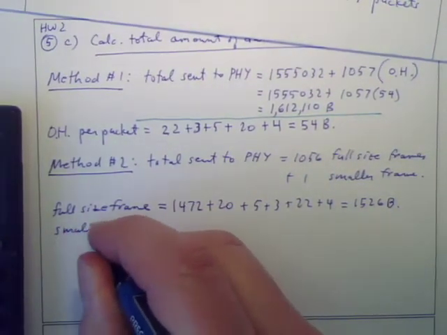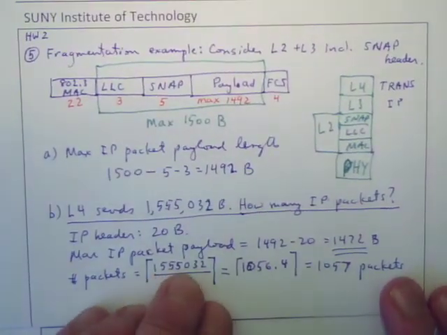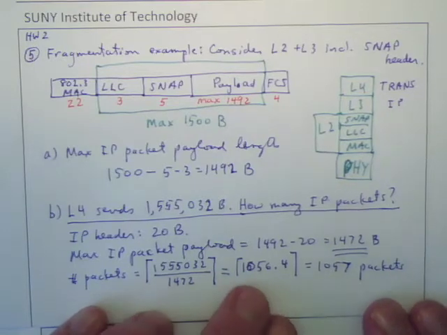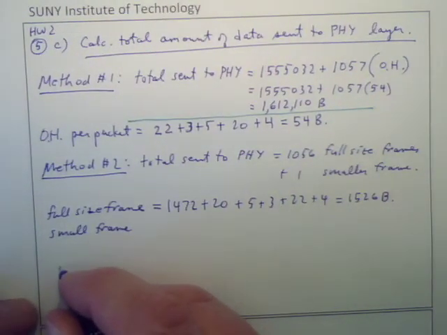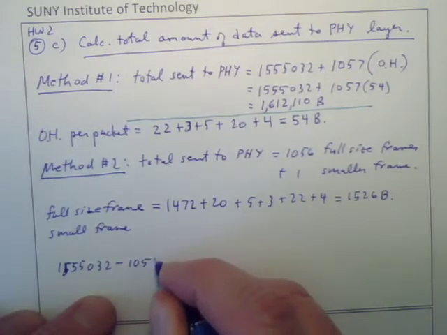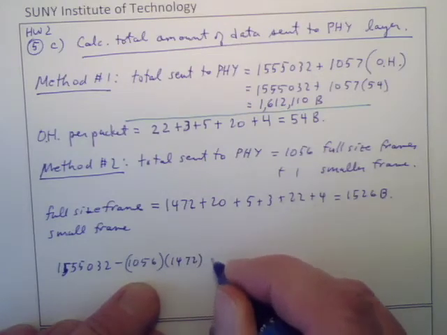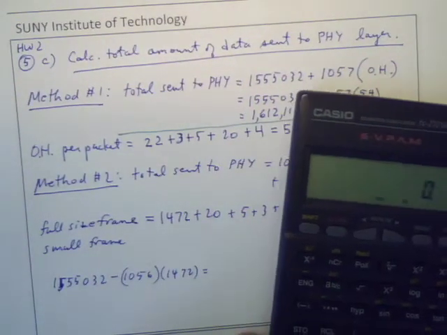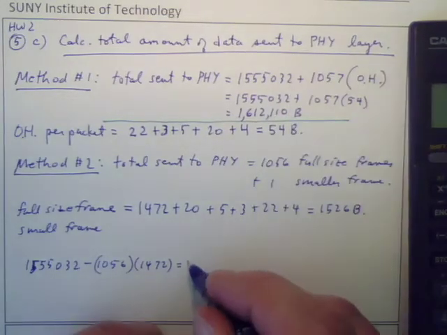Okay, now the smaller frame. Let's see, I'm going to take the 1555032 and take out the 1056 copies of 1472 bytes. I'm going to calculate that down here. 1555032 minus 1056 times 1472. And this is going to give me the amount left over in that last frame. Okay? 1555032 minus 1056 times 1472. This is going to give me 600 bytes.